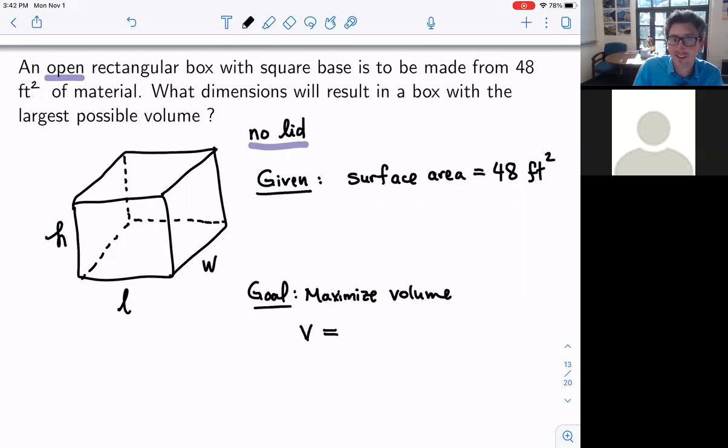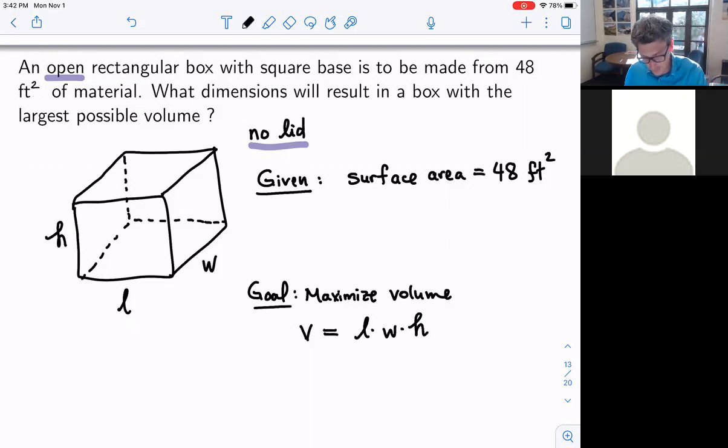I've labeled things. Again, I would recommend a good choice in this case would be H, L, and W for length, width, and height. And remember, it says open box. In this case, that means that we've got no lid. And so we're given that the surface area, that's the cardboard or whatever it's made out of, that material is 48 square feet. And our goal is to maximize the volume, which the volume of a rectangular box is just length times width times height.